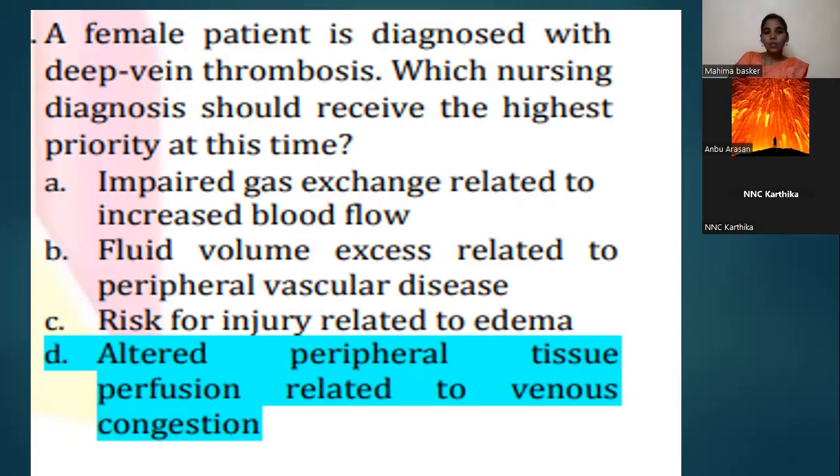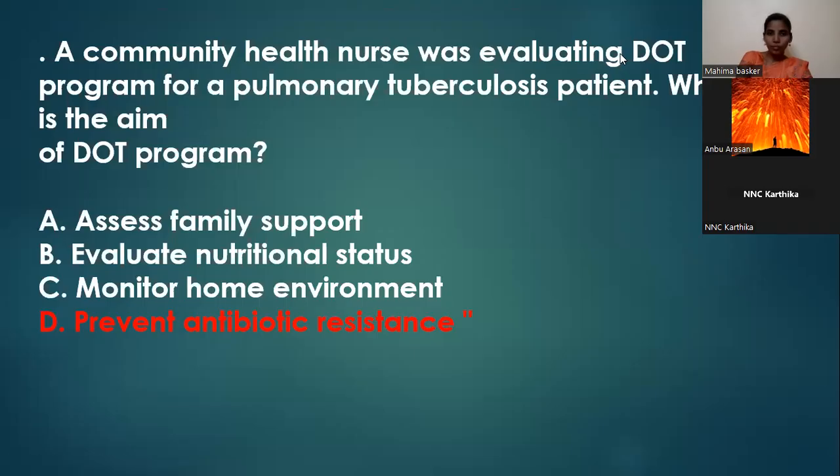So what will be the diagnosis? Altered tissue perfusion related to venous congestion. In deep vein thrombosis, there is a block. Block means the thrombus, the clot, will obstruct. So the patient will have congestion in the venous system, so the peripheral tissue perfusion will be altered. So D is the answer. Okay, got the point? Some of the time they will ask you the diagnostic question directly, so you have to answer likewise.